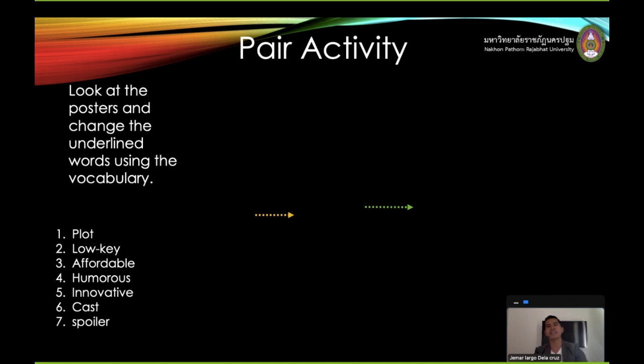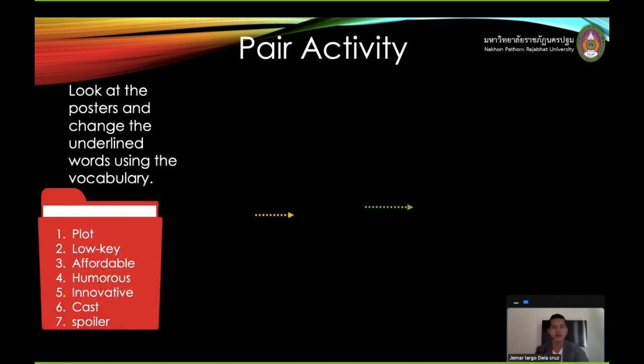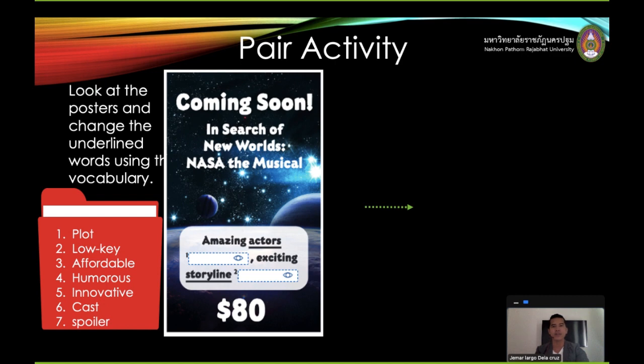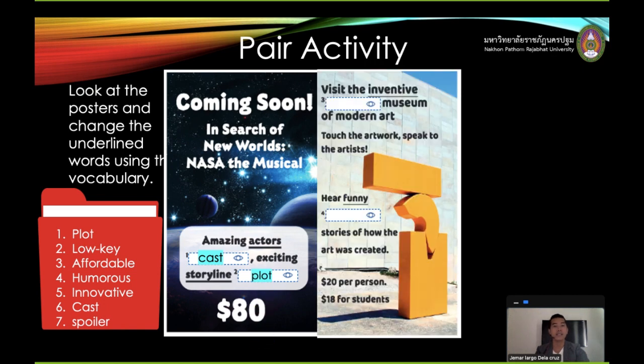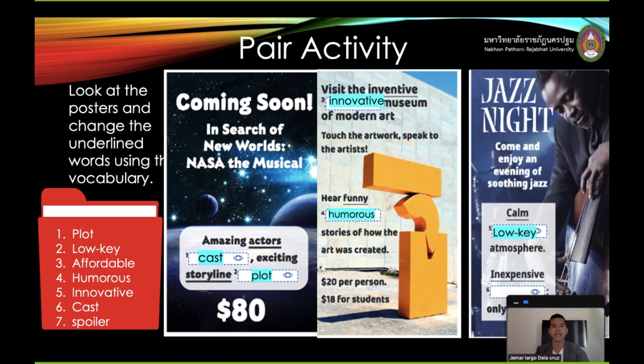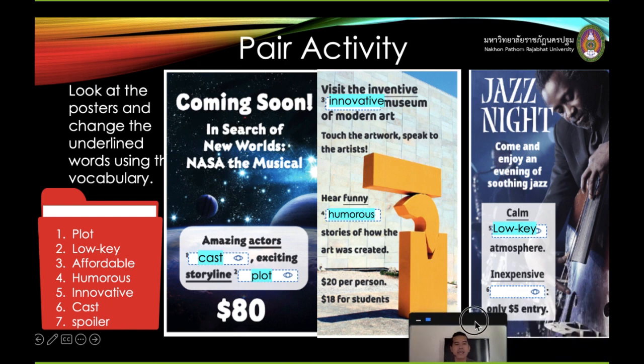Okay, good. Look at the posters and change the underlined words using the vocabulary: plot, low key, affordable, humorous, innovative, cast, and spoiler. Coming soon, in search of new worlds, NASA, the musical. Amazing actors, cast, exciting storyline, plot. Good. Visit the innovative museum and hear funny, humorous stories of how the art was created. And the last two are calm and low key atmosphere, and inexpensive, affordable. Only $5 entry. So we use those already.